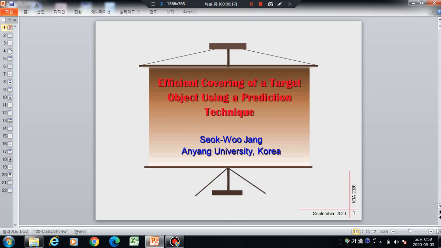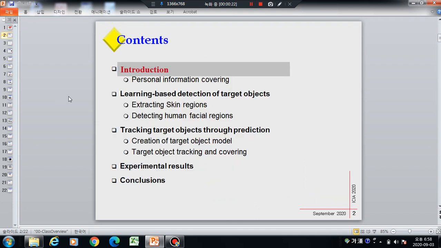Today my talk will be about efficient covering of a target object using a prediction technique.